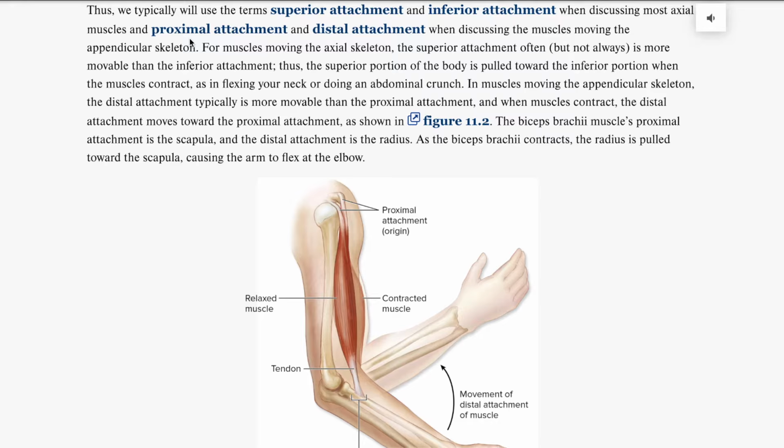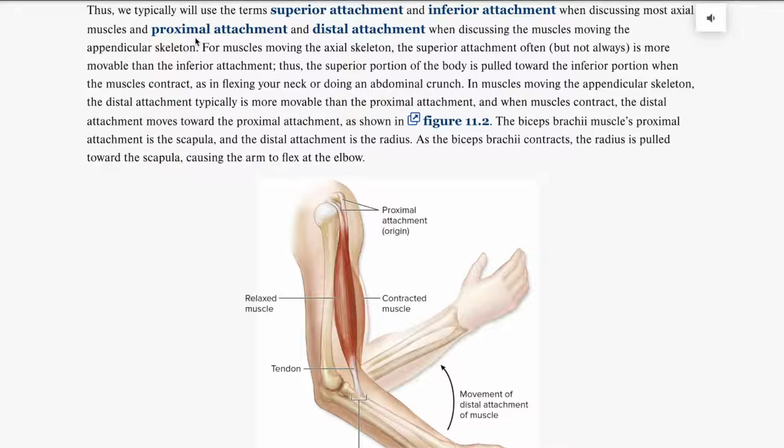So let's now look at the insertion. For the insertion, if we are talking about the axial skeleton, the insertion tends to be the superior attachment, meaning the part of the muscle that is higher up or closer towards the top of the head. And then on the appendicular skeleton, it would be the distal attachment. So superior and distal will go with the insertion terms, and then inferior and proximal are the origin terms.